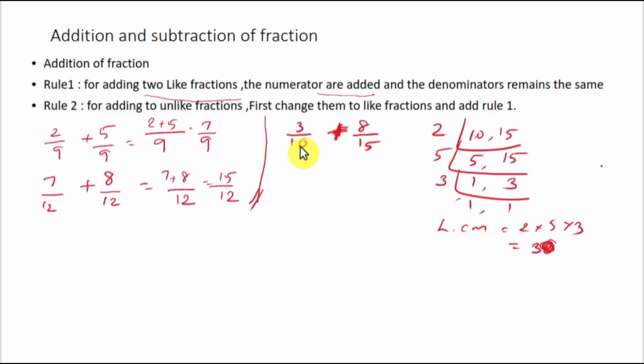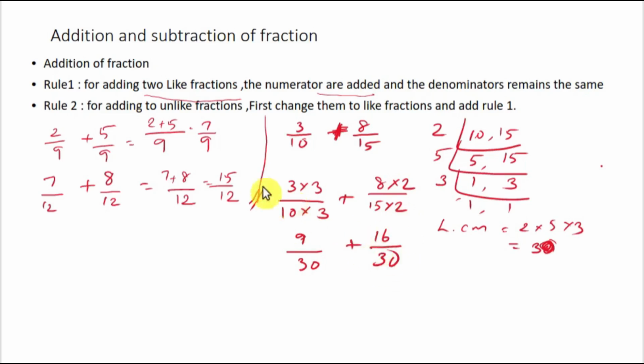We have to convert the denominator to 30. So 10, how many times 30? 3 times. When we are multiplying the denominator into 3, numerator also into 3, plus 15, 2 times 30. So same, 2 times into 8. So 9 by 30 plus 16 by 30.